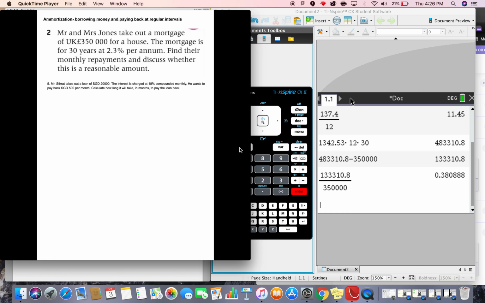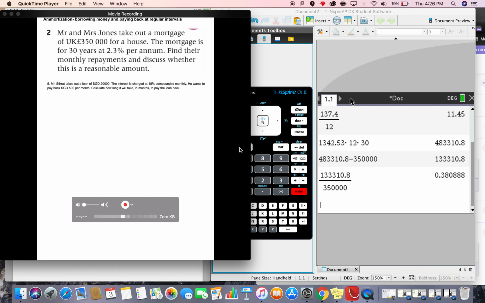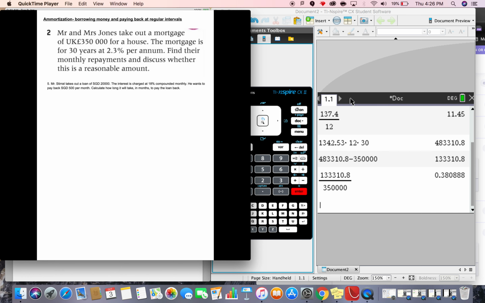Okay, another financial question. Amortization, so it's borrowing money. We're going to look at the second question here. It's a little bit small, but with good eyes, I'm sure you can see it. So Mr. Stewart wants to take out a loan of SGD 20,000. The interest rate is 18% compounded monthly, which seems a pretty high interest rate, but sometimes it happens if you go and try and borrow money from various places. 18%, and that's compounded monthly.